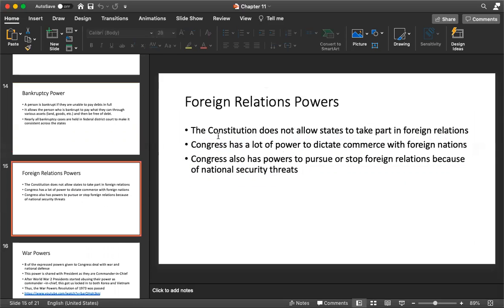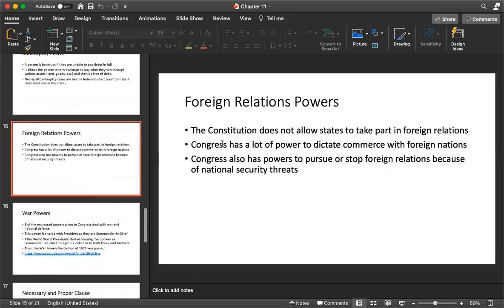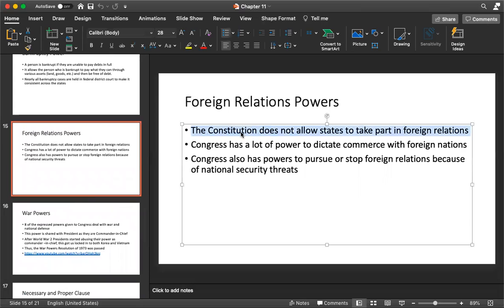Congress also has the foreign relations power. We know that states can't take part in foreign relations, right? Texas can't come to a deal with Mexico about the border. The United States can, and Texas can ask the United States to help them, but Texas can't take matters into their own hands. Alaska can't make a deal with Canada, saying, "Hey, we can open the border or whatever it might be." States don't do that.